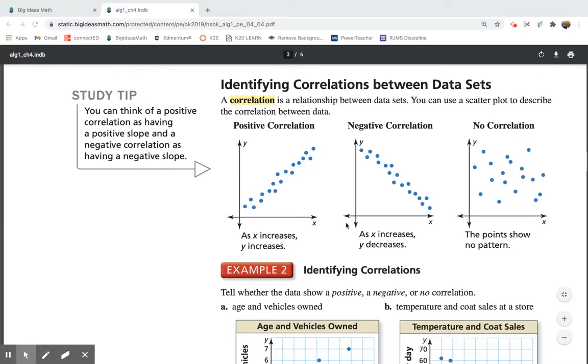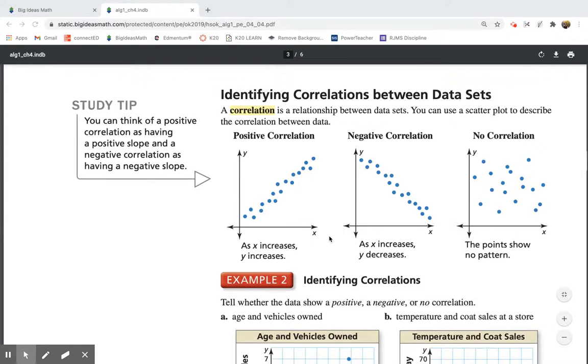identifying correlation. On this, a correlation, you're probably going to want to write this definition, is a relationship between the data sets. So we typically use a scatter plot to describe correlation, but it's just how you describe a relationship. If you notice, they give us 3 depictions. You can draw these and just randomly put points. Don't spend a lot of time on it.